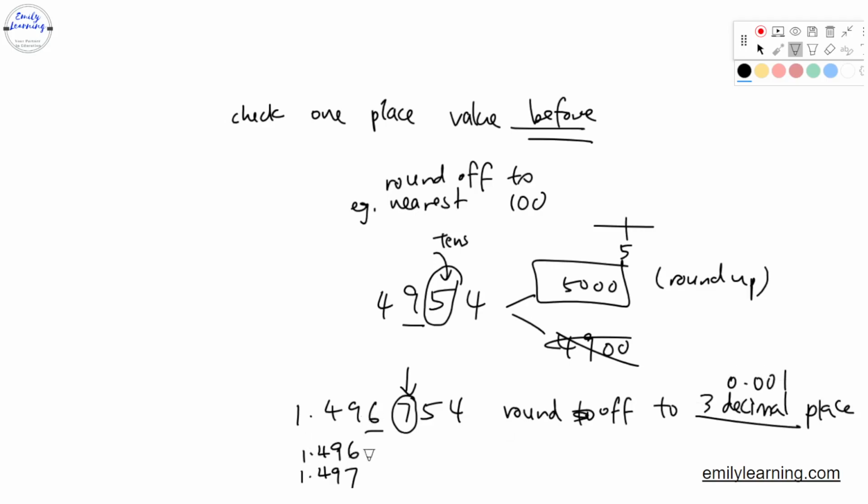So now which one should I choose? I'll check the 4th decimal place. Because 7 is greater than 5, I'll round it up. So when I round this off to 3 decimal places, I get 1.497.